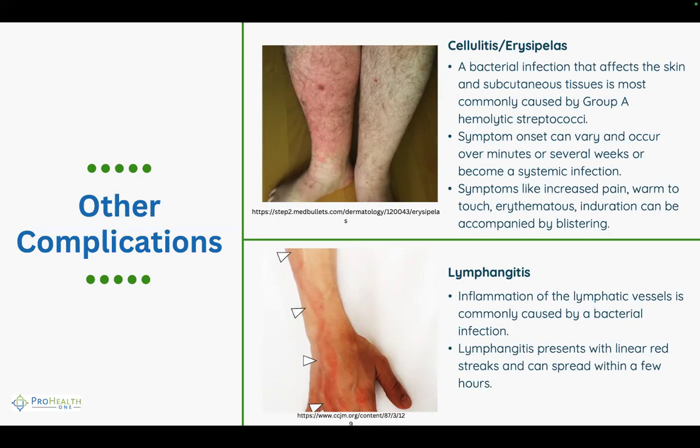Another complication they can get is infection in the lymphatic vessels themselves, which is lymphangitis. That usually presents as a linear spread of red streaks that goes up the limb, almost following the trajectory of that vessel. So it looks a little bit different than cellulitis in that respect, but it's something to always look out for in people with lymphedema.